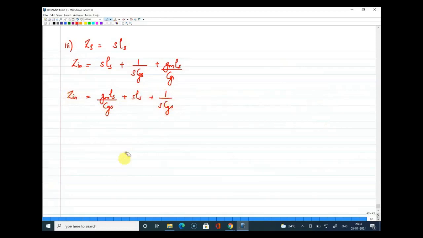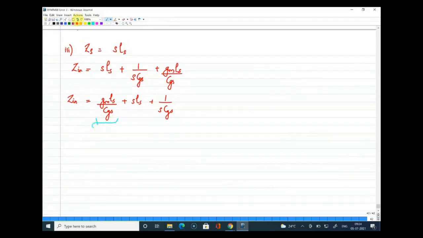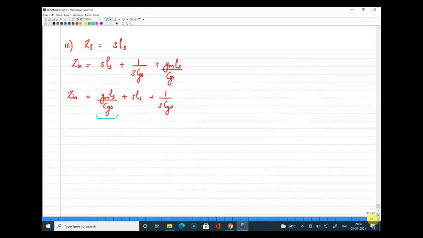Now here I am not able to combine any term, because the first term is not a reactance term, it is a resistance term. So I'll call this a resistance. And one more important thing here is, we are getting a resistance whose value is Gm into Ls by CGS, and which is a positive resistance. It is not a negative resistance. So since this is a positive resistance term, this will not lead to instability, right?